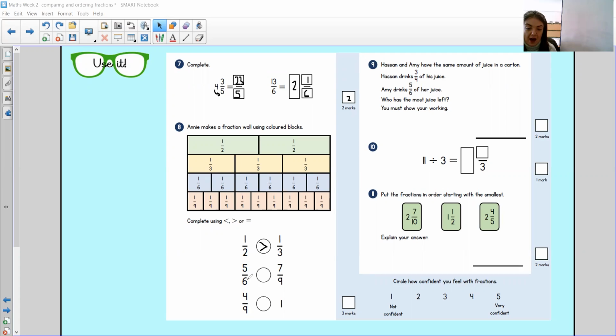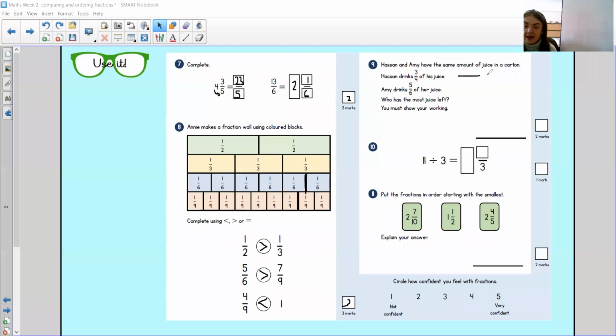This one here, I've got 5, 6, 1, 2, 3, 4, 5. I'm going to use this diagram to help me with this one. 5, 6, and I've got 7 ninths. I can see that 5, 6 is greater than 7 ninths. And this one here, I've got 4 ninths and I've got 1 whole. So obviously we know that 1 whole is larger than any fraction. So 4 ninths is less than 1 whole. So 3 marks there if you got those correct.